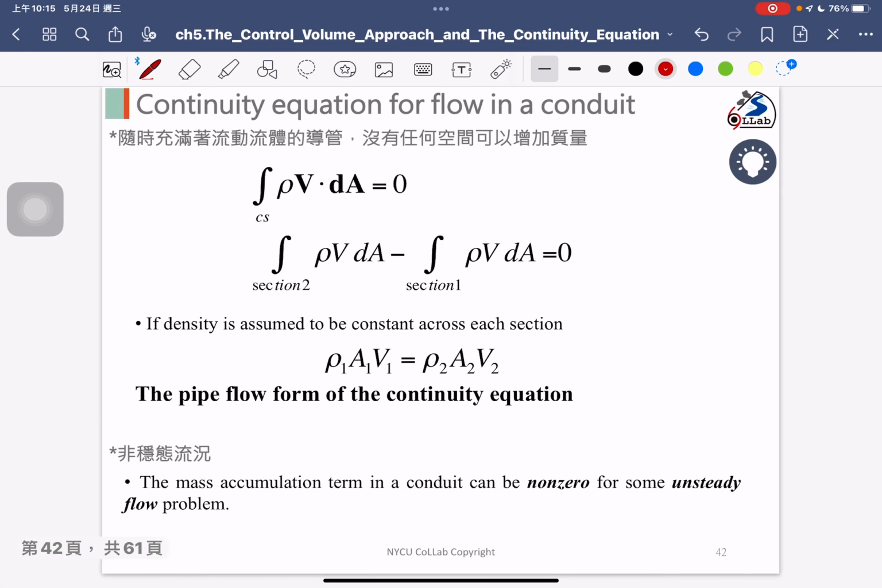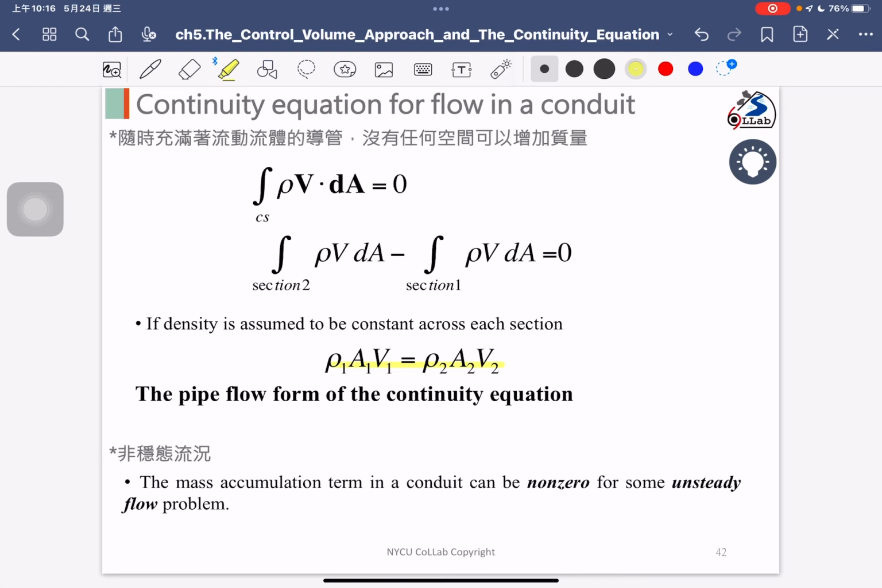In the following, we have an exercise and we focus on the topic of pipe flow. If we see problems associated with pipe flow, we don't have the dm_CV/dt item. That indicates the mass in the control volume does not change with time. And this is the continuity formula for pipe flow.